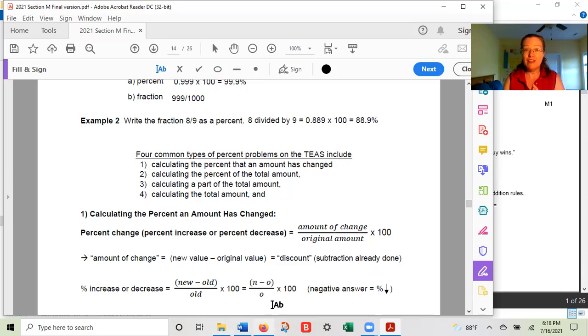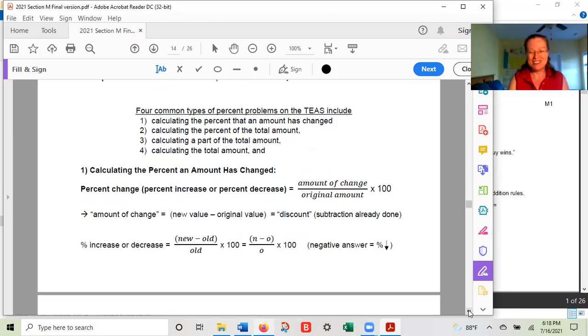If you use this formula perfectly and end up with a negative answer, that's just letting you know that the price, or whatever the amount is, decreased. It's okay to have a negative number. The answer choices probably won't be negative, but they'll be called a percent decrease. The formula works even if you get a negative number. That's usually a good sign. The price went down. Let's take a look at an example.